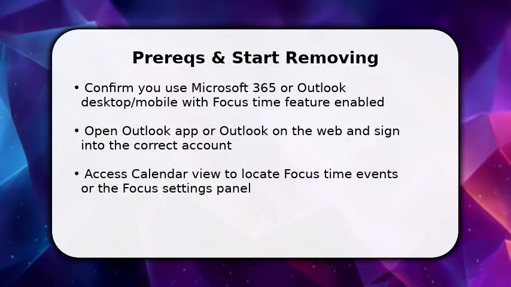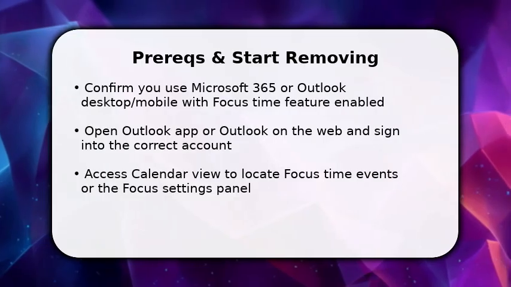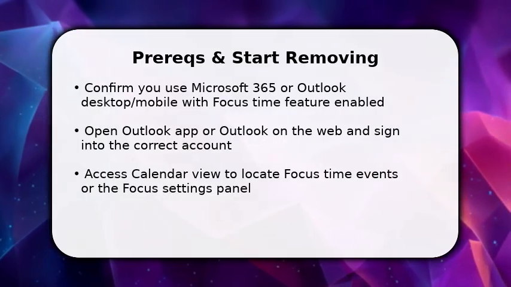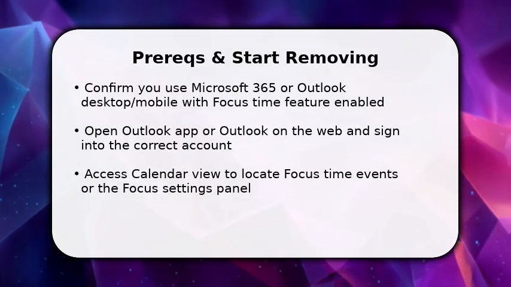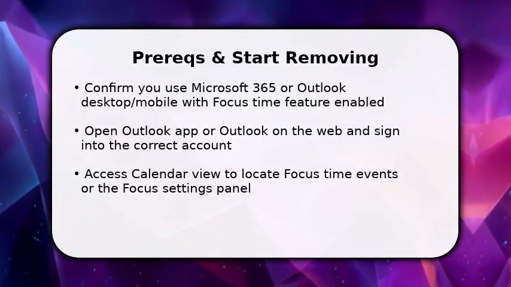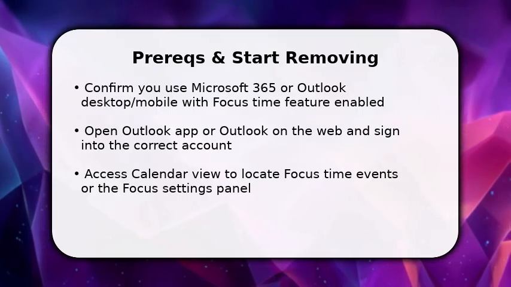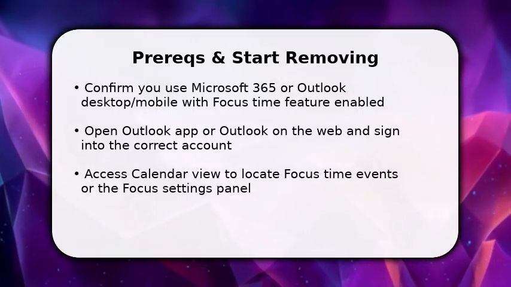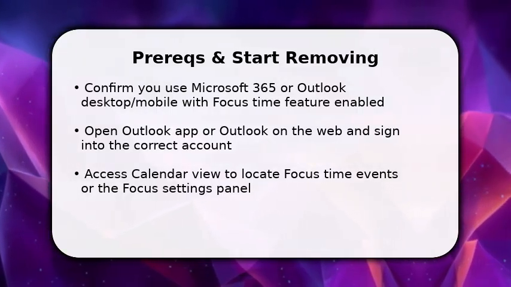You're starting in Calendar because Focus Time is a calendar-driven feature. First, open Outlook and go directly to Calendar. Make sure you're signed into the account that shows Focus events. Once in Calendar, scan for events labeled Focus Time or check Settings, Calendar Events and Focus.